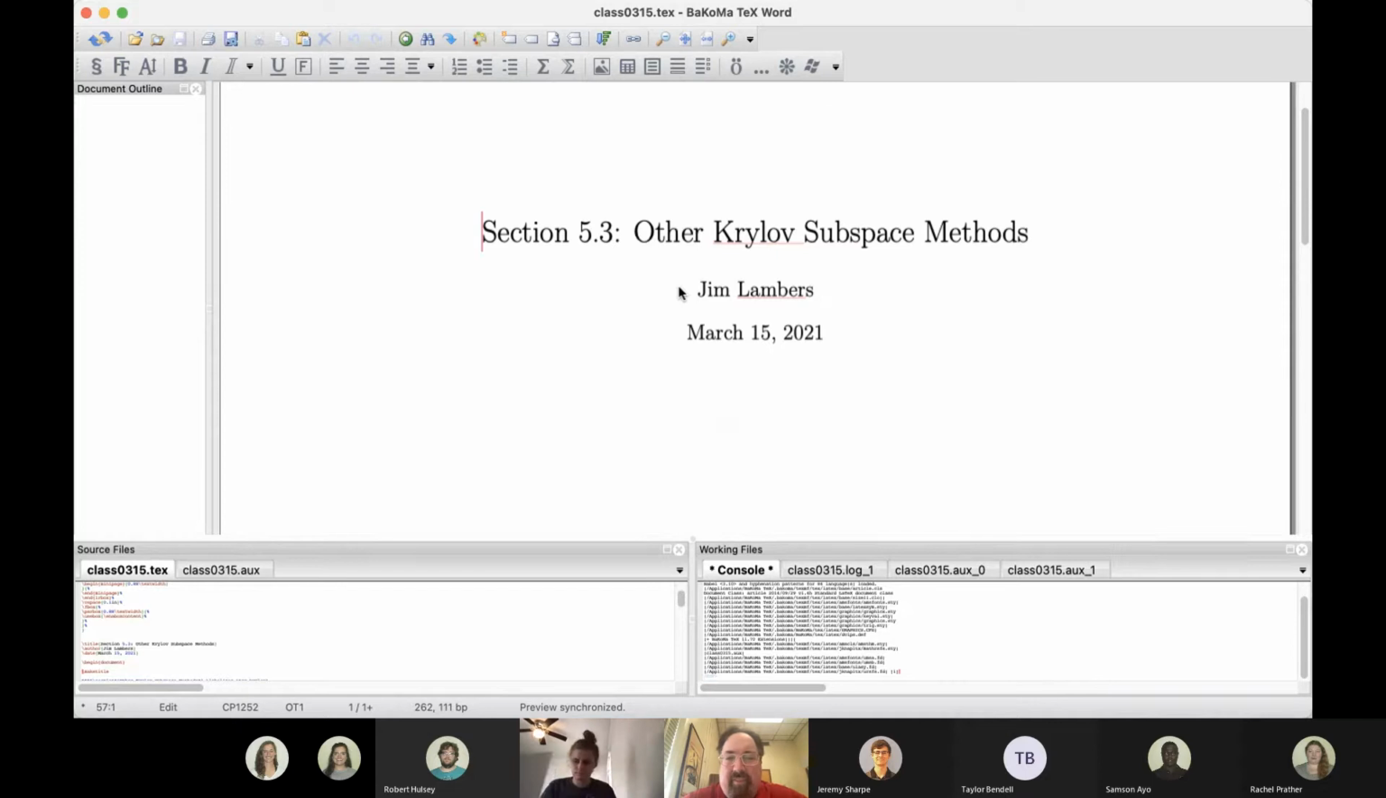So this is our last day dealing with Chapter 5, iterative methods for Ax equals b, before we get into my favorite part of the course, which is eigenvalue methods that'll start on Wednesday.